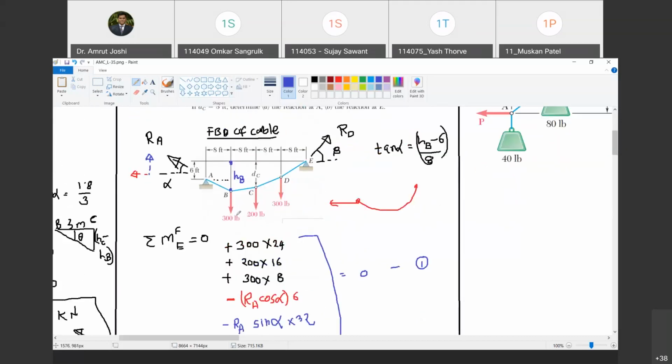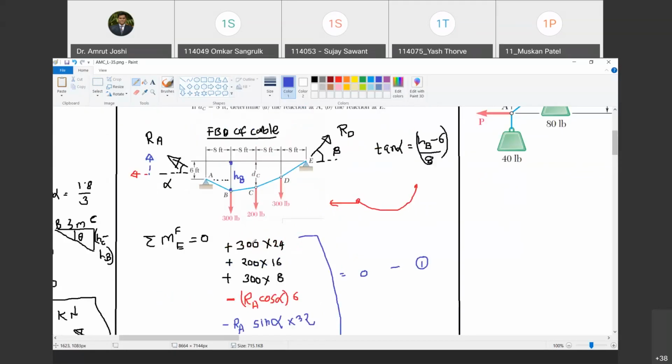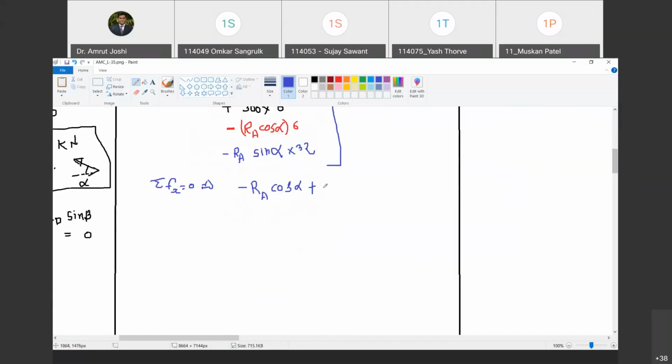Yes, sir. Chalo. Now let us go for equation number 2. What is equation number 2? Now I am going to apply summation Fx equal to 0. What does that give me? Tell me. RA minus RA cos alpha plus RD cos beta. Happy? Yes, sir. Equal to 0. This is the second equation that I get. Happy?